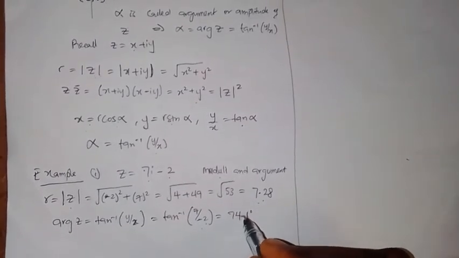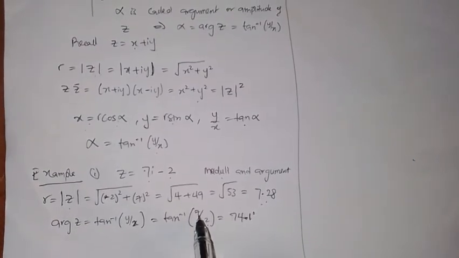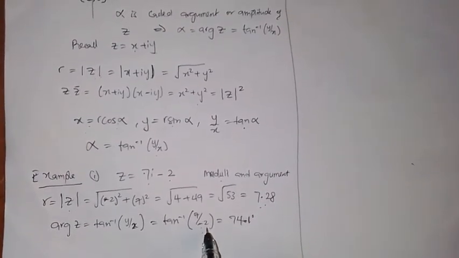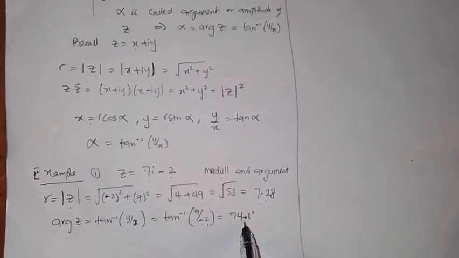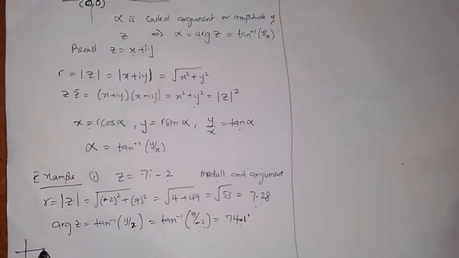74.1 degrees. How will you find this? Ignore the minus. Find the tan inverse of 7 over positive 2. I'm going to get 74.1 degrees. Then for this minus, check where tan is negative in your quadrant.